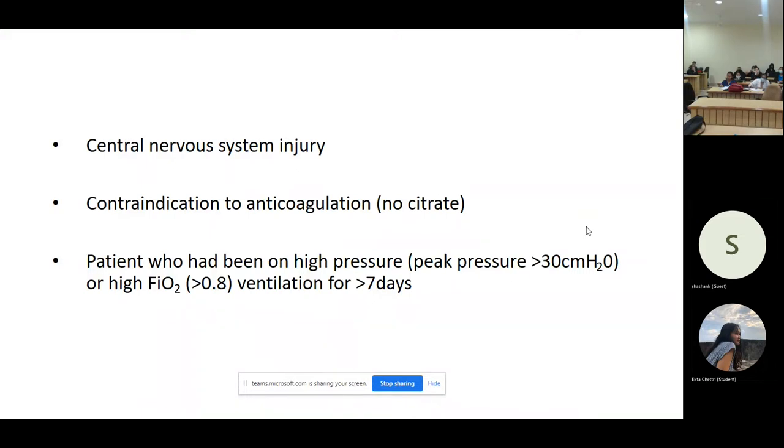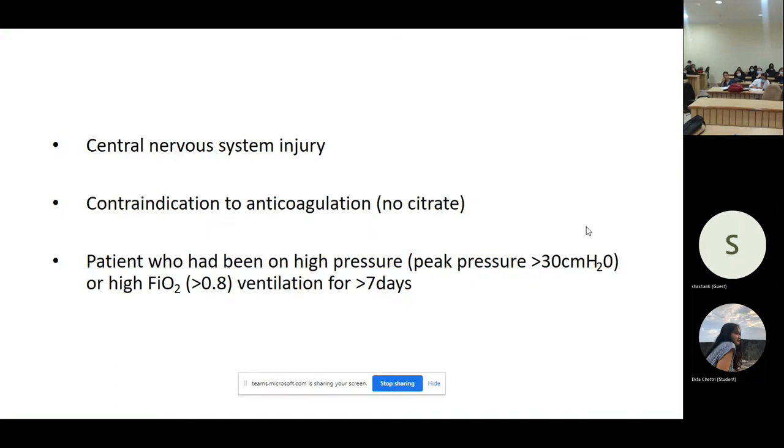And if the patient has been on high pressures, with peak pressures of more than 30 centimeters of water and high oxygen need, more than 80% on the ventilator for more than 7 days, then the lung injury is very severe and may not be recoverable. So it is very important to assess these and then put the patient on ECMO accordingly.